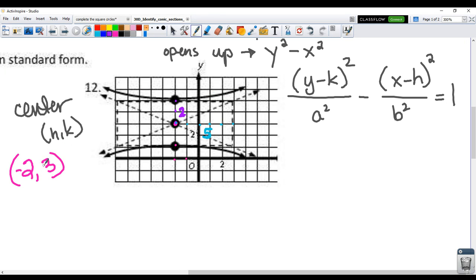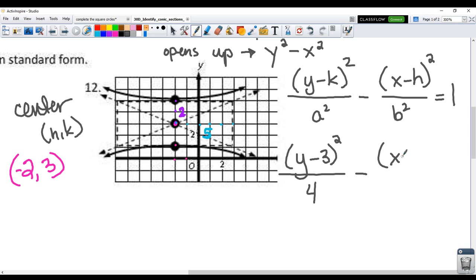So with all of our information, we can plug it right into this equation, and it shouldn't take us but a couple of seconds. So y minus, the y coordinate of your center is 3, so y minus 3 squared over the distance we travel in the y, which is 2. 2 squared is going to be 4.